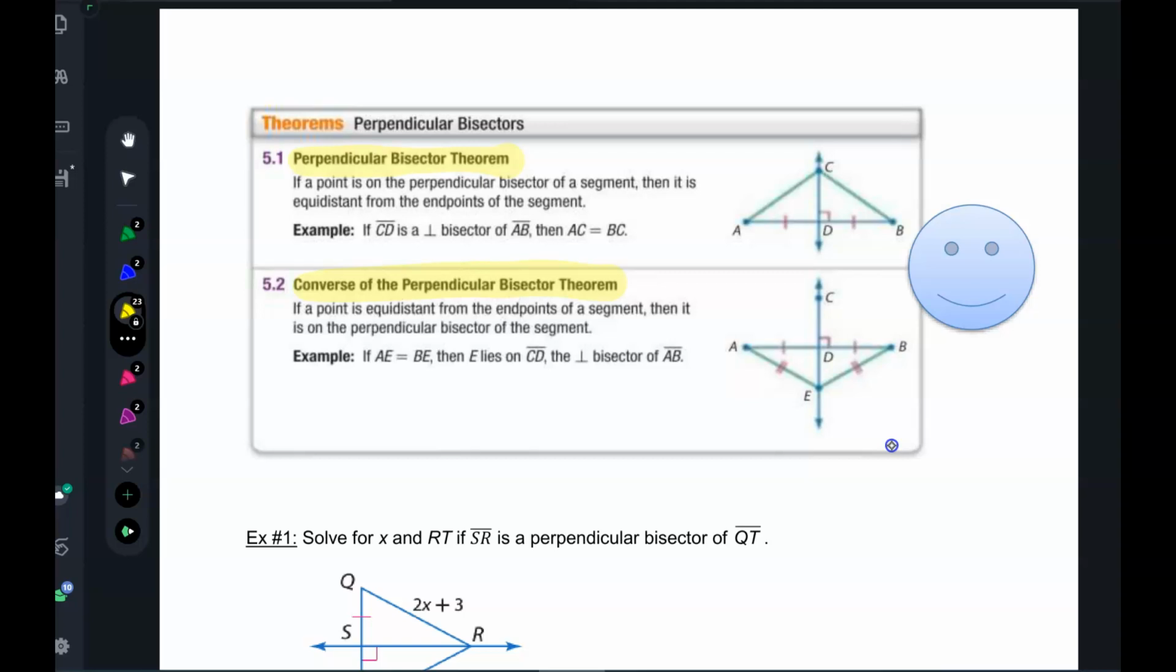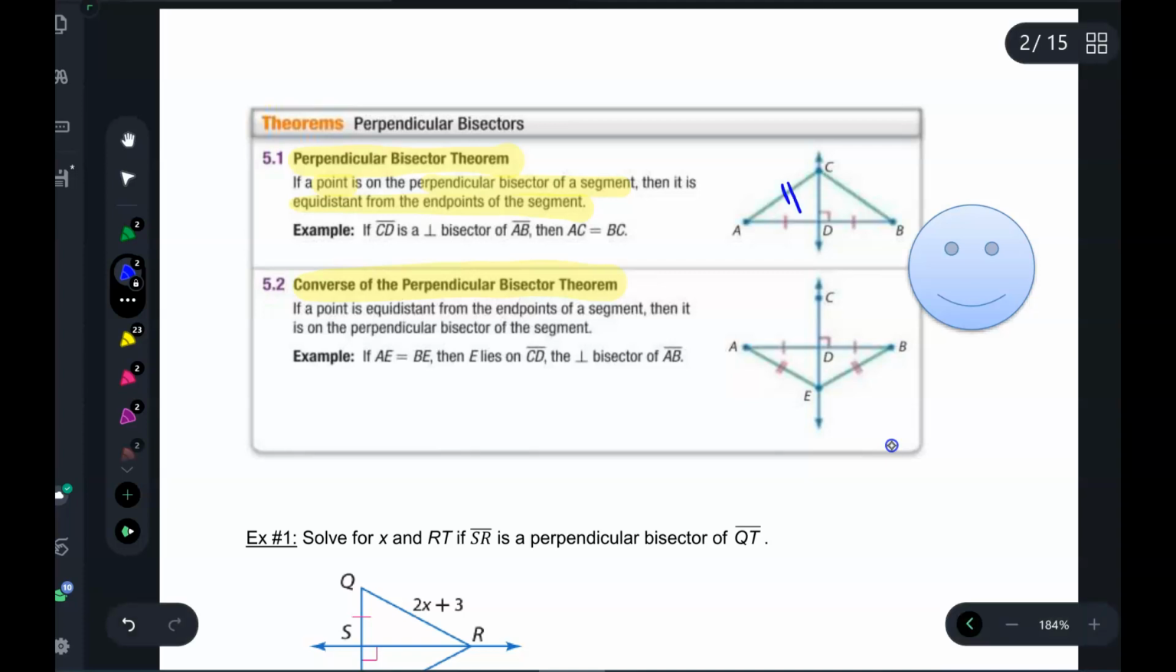So if this is true, we say that the point is equidistant from the endpoints. So let's say C. What does equidistant mean? Equal distance, right? So it's saying C is the same distance to A as it is to B. So this is the midpoint, and basically it makes these two segments congruent.